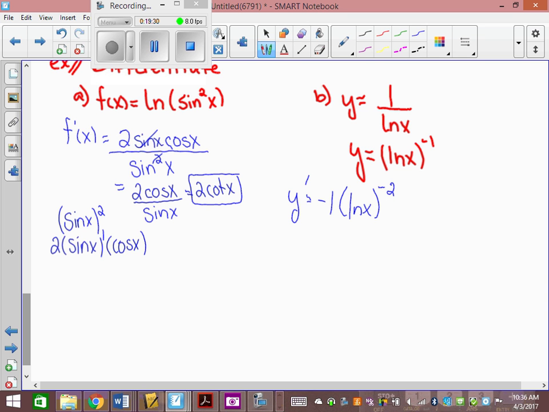We do chain rule first. Drop the -1 in front, rewrite it, drop it by 1. Okay? Then we do the derivative of the inside. What's the derivative of ln x? 1 over x. So y prime equals -1 over, that can drop to the bottom, ln x to the 2 times x, or x ln x to the 2.